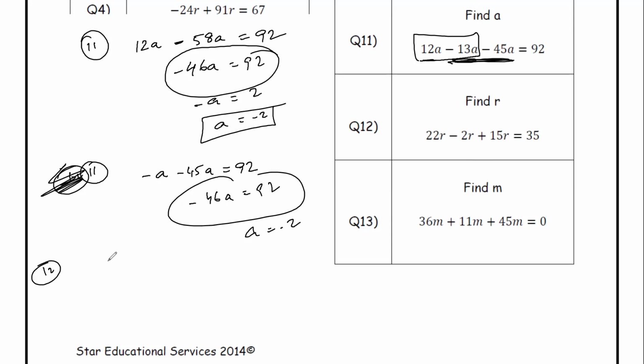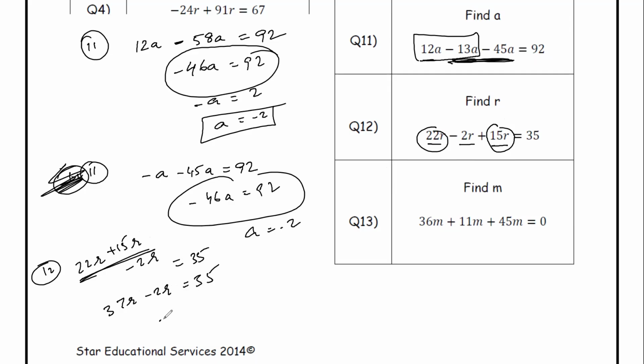Okay, 12th one. 22r minus 2r and 15r. So club the positives first, and then the negative 2r, and then the whole thing equal to 35. So this is 37r, negative 2r is equal to 35. So 35r is equal to 35, so r is equal to 1.